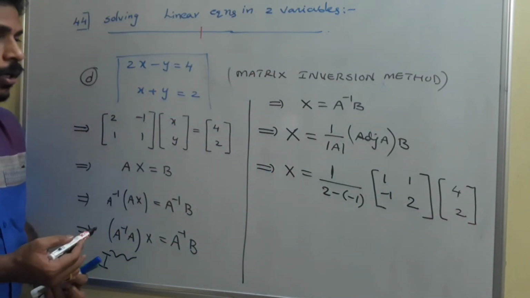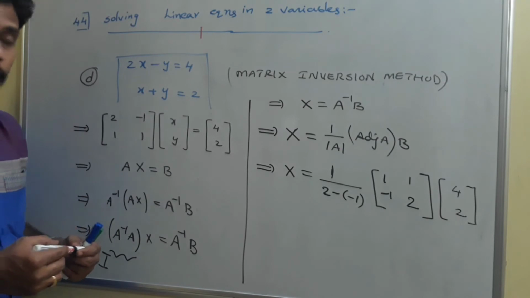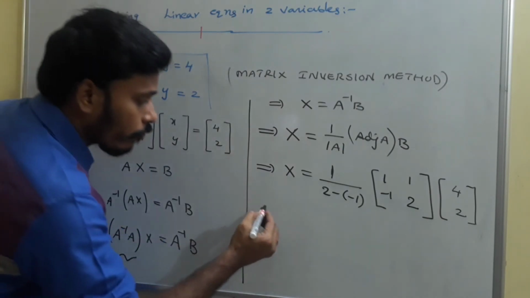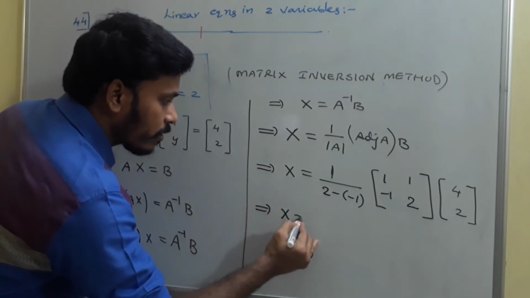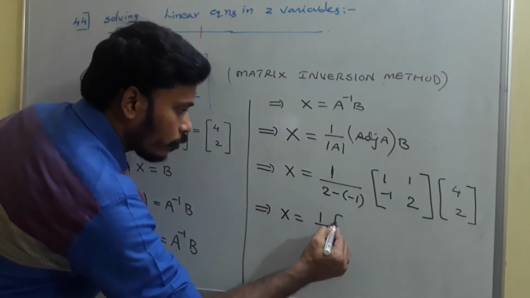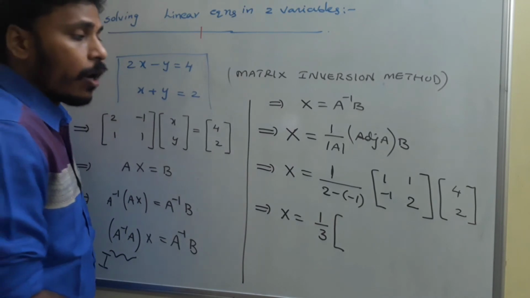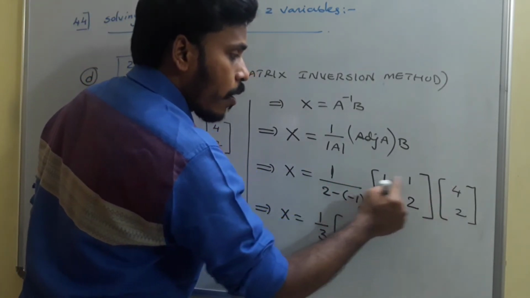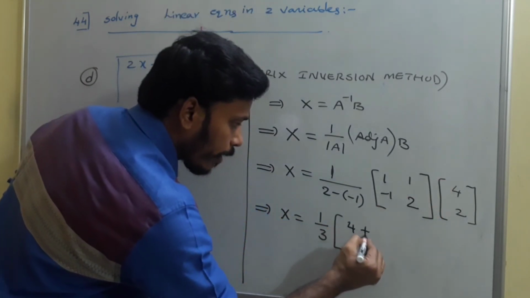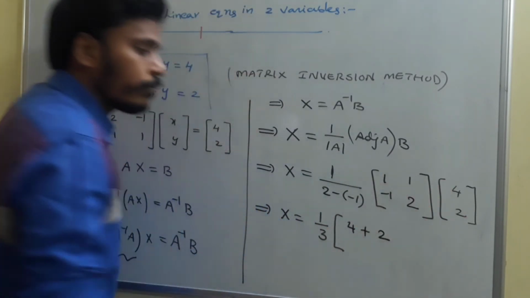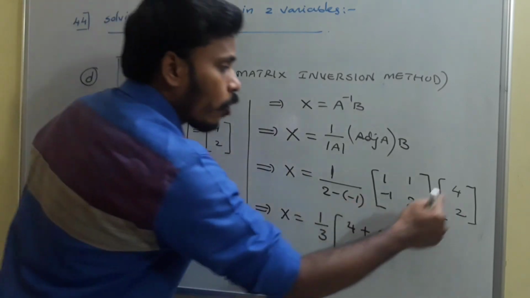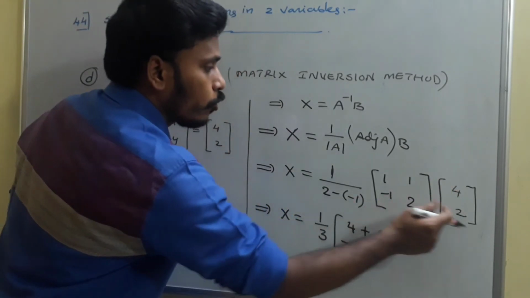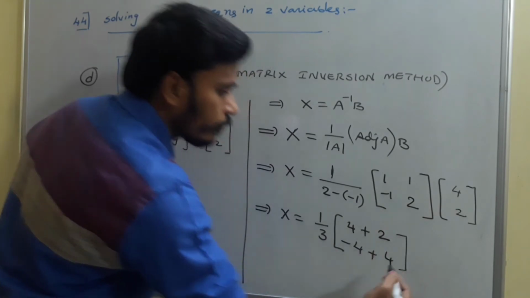So now here we need to simplify something. Okay, so the way of simplification, just have a look. 1 by 2 minus of minus 1. X is equals to 1 by 3 into, and how is multiplication possible? First row with the column: 1 into 4 is 4 plus 1 into 2 is 2. And then second row with this column: minus 1 into 4 is minus 4 plus 2 into 2 is 4.